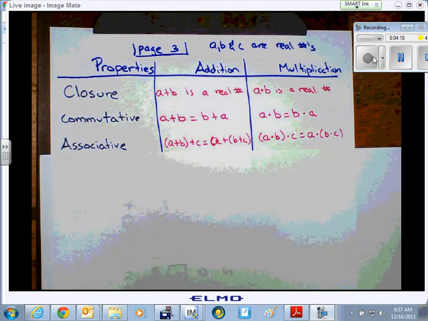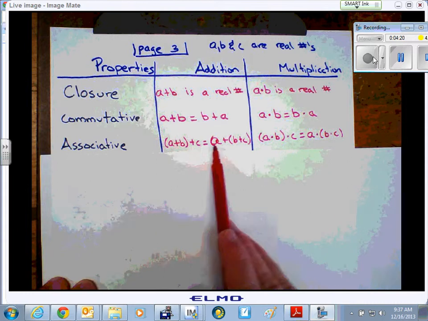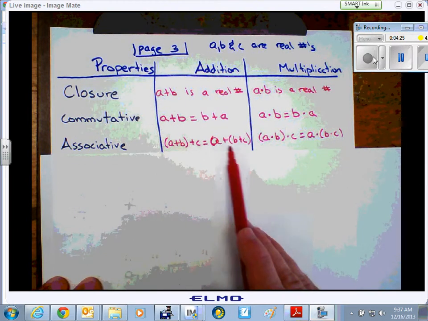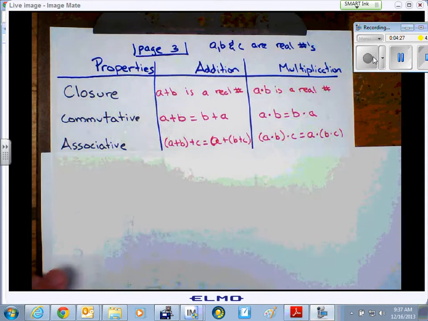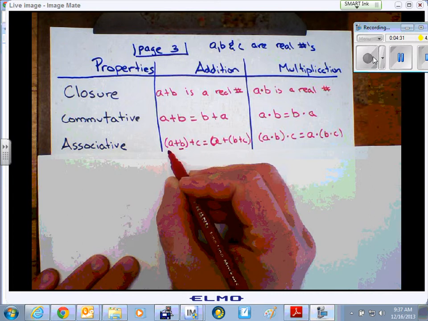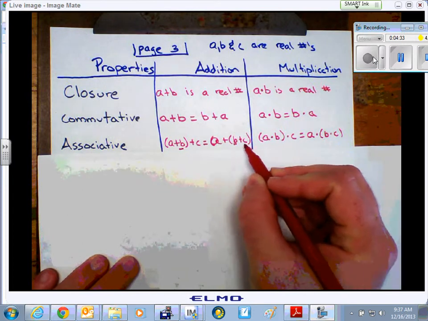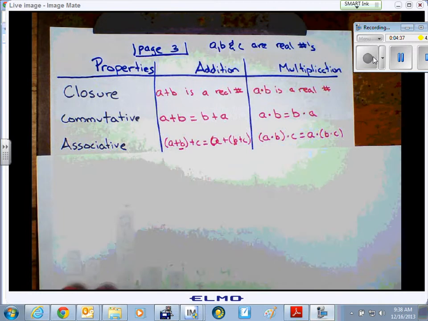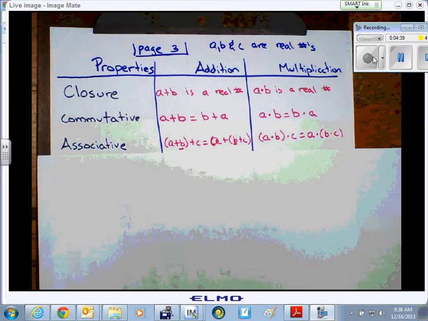Associative property. Made a little mistake when I wrote it out. This is A plus B in parentheses, and then plus C. This is an A outside of parentheses, and then B plus C inside it. And if you notice here, the B is associated with the A in this part, and then the B here is associated with the C. The parentheses shift, but the numbers do not, and that works for addition and multiplication.